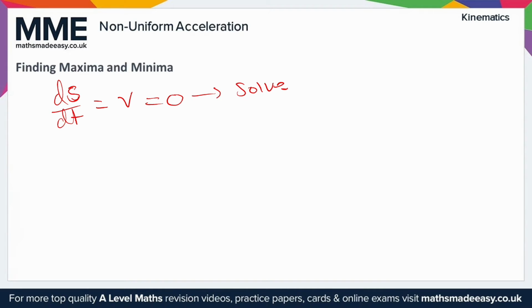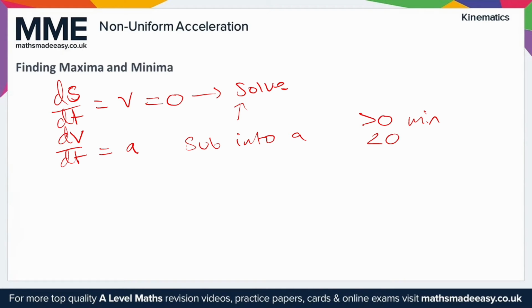Now, how do we tell whether it is a maximum or a minimum? Well, we would then do dv/dt. And think back, this gives us acceleration. So how would we then use that to figure out the nature? Well, we would sub in whatever point we get from this, sub into here, so sub into a. If it's greater than 0, that's a min. If it's less than 0, that's a max. If it's equal to 0, then that's a point of inflection. So neither of the above.